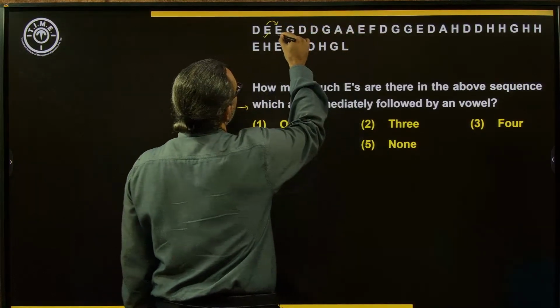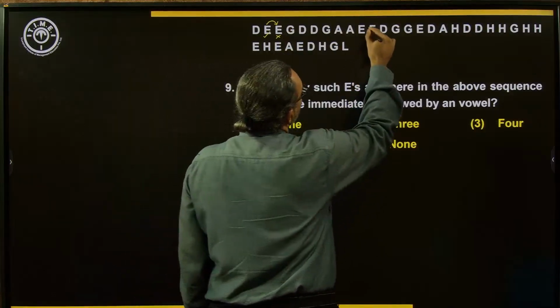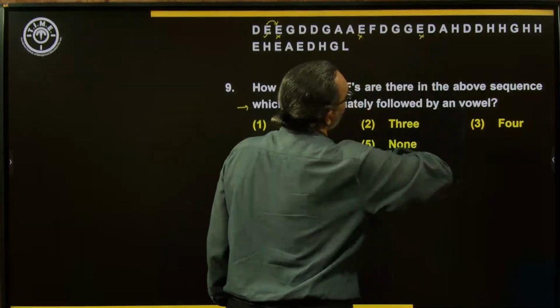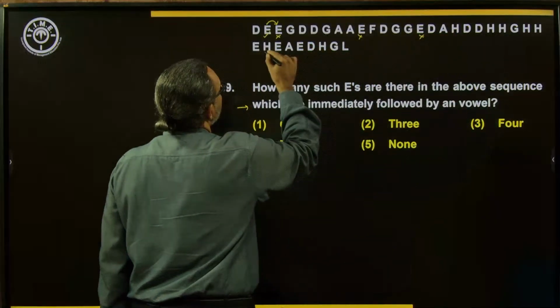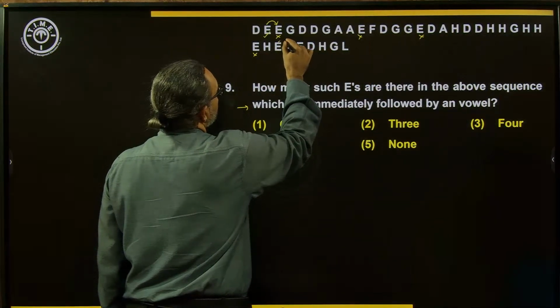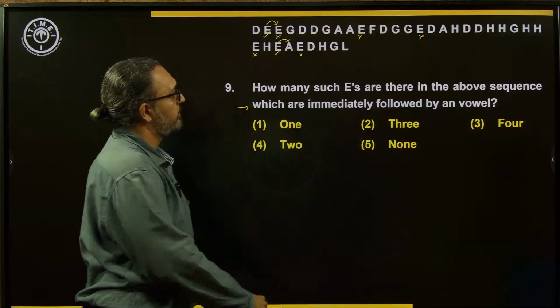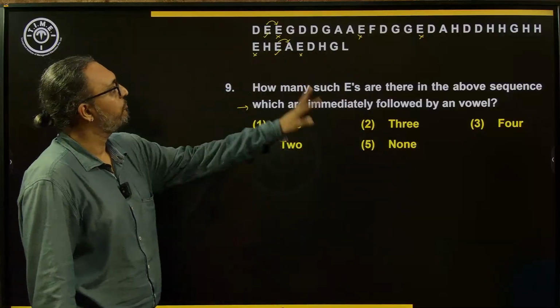Then this is not followed by a vowel. Then this is also not followed by a vowel. Then next E also not followed by a vowel. Then next E not followed by a vowel. Yes, this is another E which is followed by a vowel. And this E is not followed by a vowel. So I need E's that are immediately followed by a vowel.